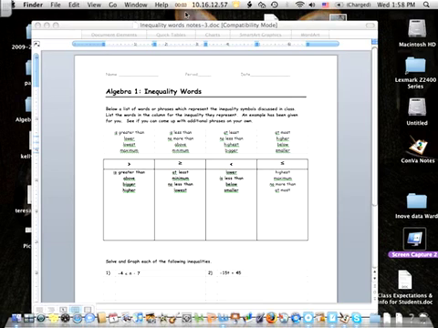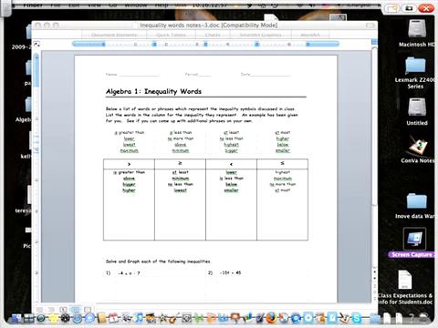Okay, these notes are for Wednesday, September the 1st. We just did a very brief note session today, going over the different words that deal with inequalities.